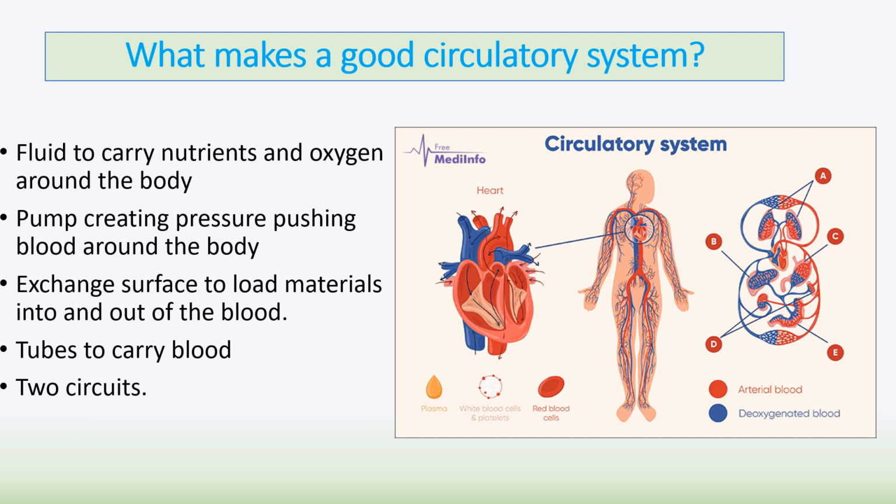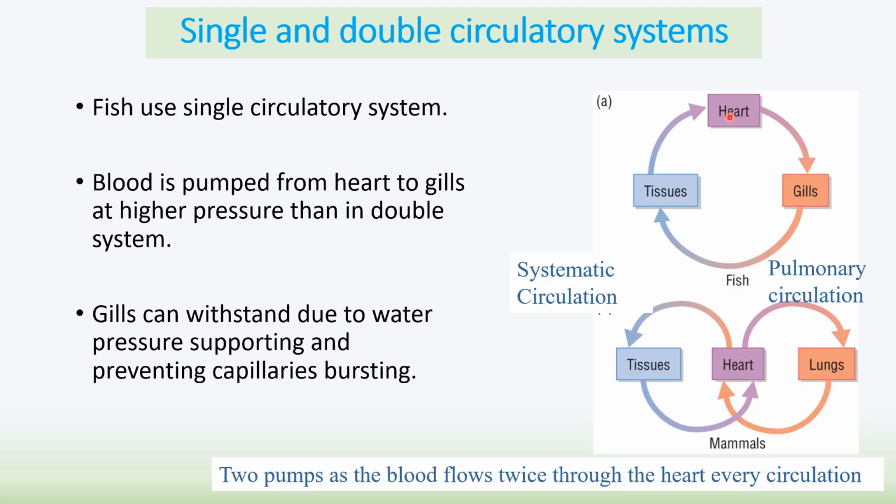So what makes a good circulatory system? Well, a good circulatory system needs fluid to carry nutrients and oxygen around the body, a pump, which is obviously the heart creating pressure, exchange surfaces to allow materials in and out of the cell, and tubes to carry the blood, and two circuits to allow the higher pressure to push the blood around the body. Some organisms, however, only have a single circulatory system.